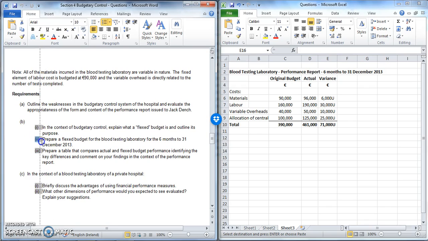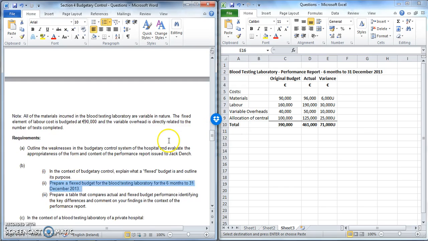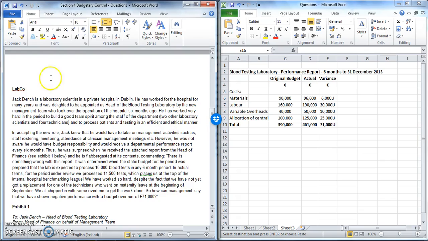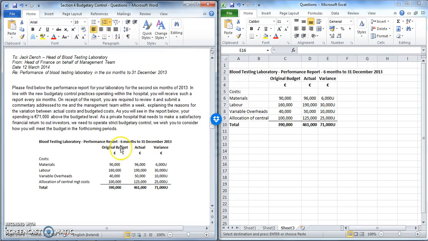Two things we're going to focus on now is, well, one is to prepare a flex budget for the blood testing lab for the 6 months to 31st of December. So you know in your question, you're told that here's the report that they're giving. You're told what the actual budget was, or the original budget for the 6 months, and you're told the actual performance for the 6 months as well. So there's no such thing as a flex budget here. You're just given original and the actual.